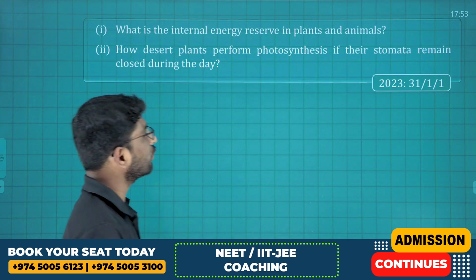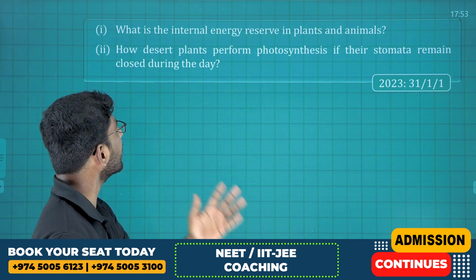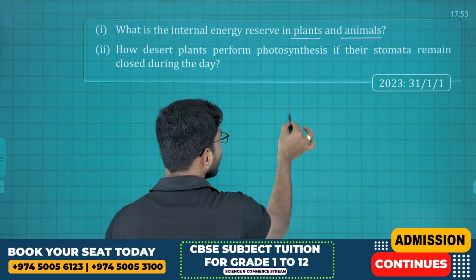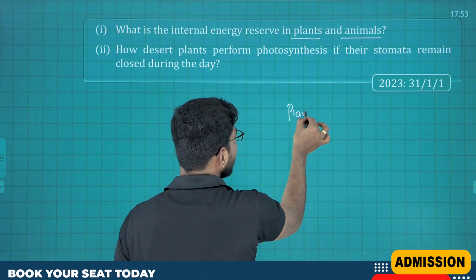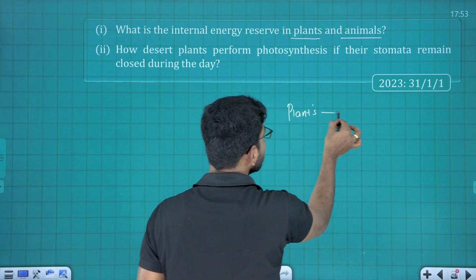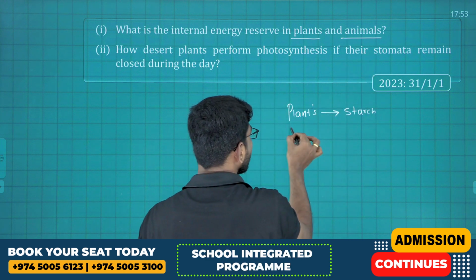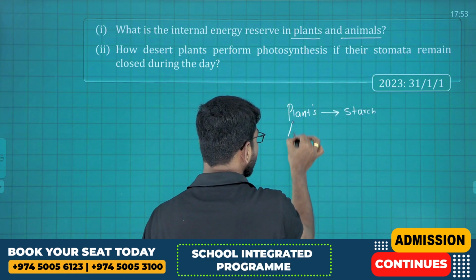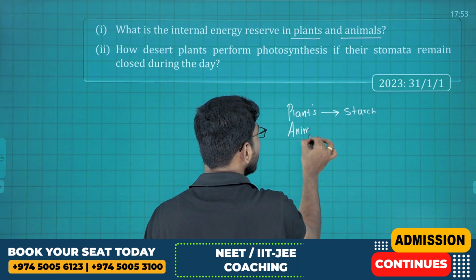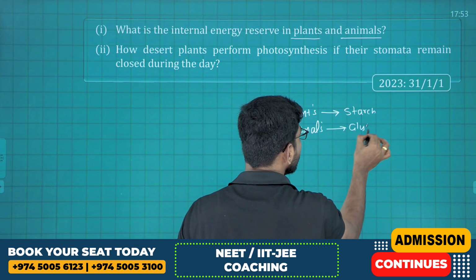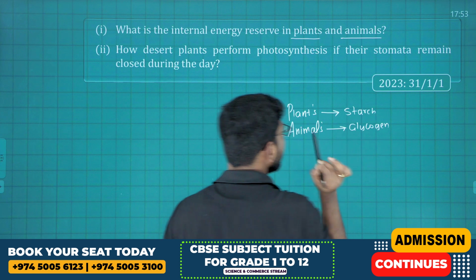Next question is again a 2023 question. What is the internal energy reserve in plants and animals? In the case of plants, the reserve energy is starch. In the case of animals, the reserve energy is glycogen. Am I clear? Glycogen.